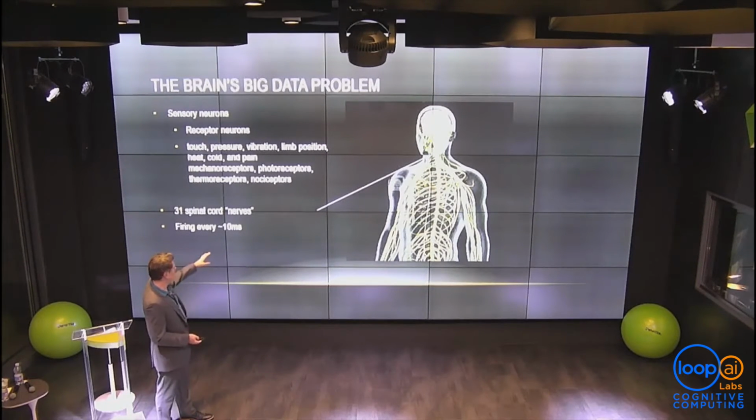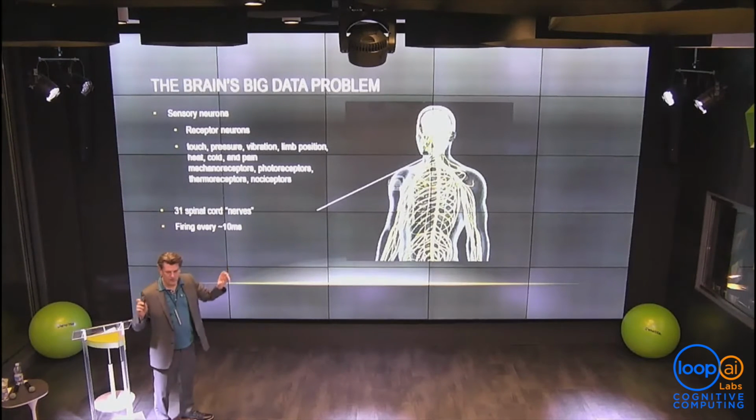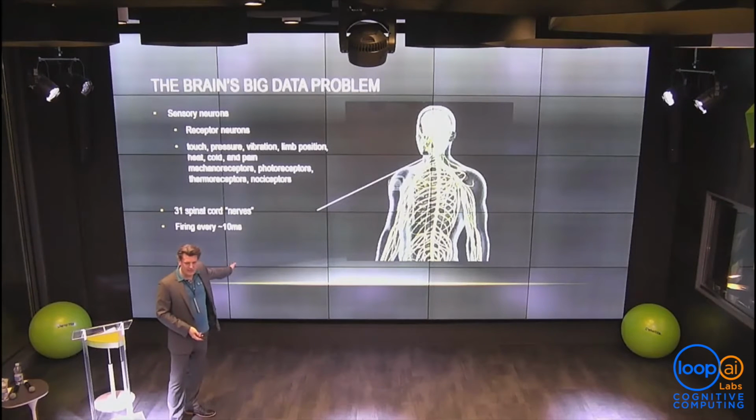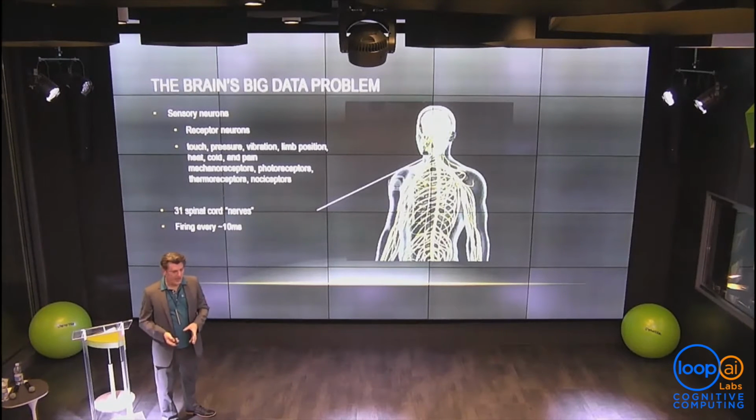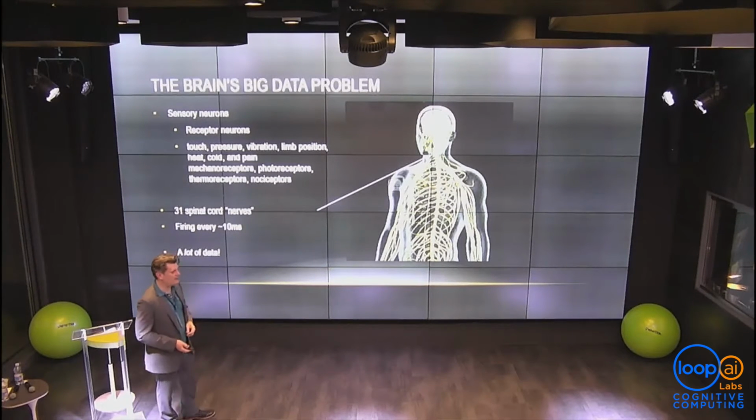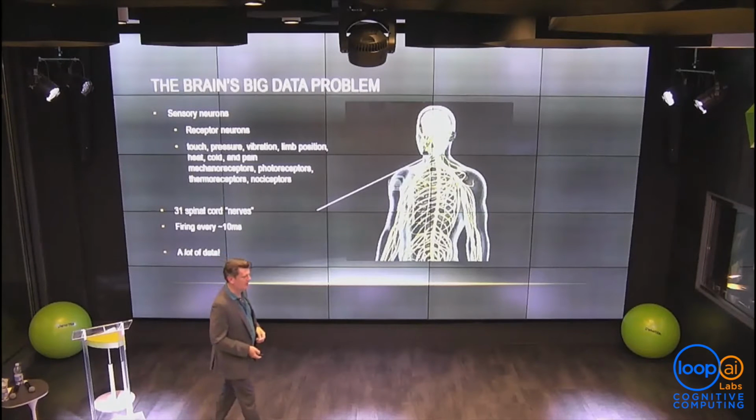All this information is coming through the spinal cord in 31 what they call spinal cord nerves, but these are actually bundles of thousands of nerves coming from all over your body. And these are firing at different rates, but the average is about 10 milliseconds for each nerve. So your brain just has a ton of information coming into it, every 10 milliseconds. So it's a lot of data to work with.